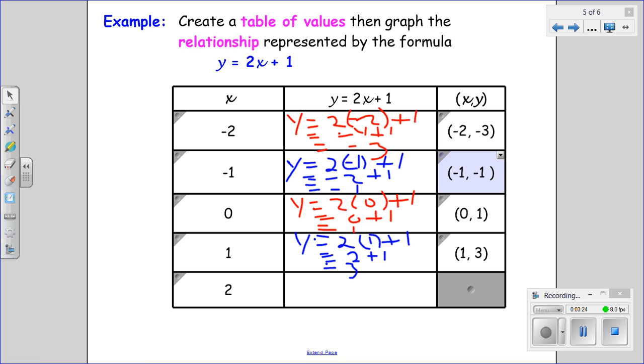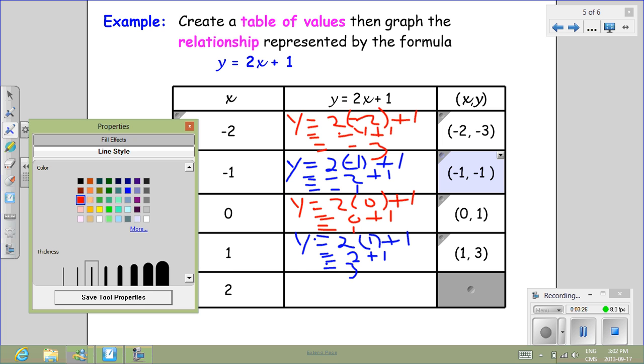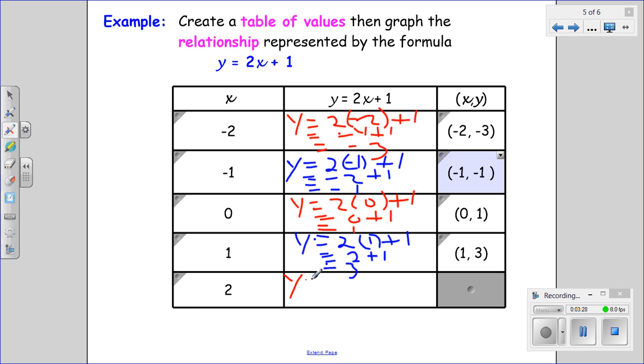And our last value is 2. So y equals 2. Put bracket for the x and put the 2 in the brackets for x. Do multiplication before addition. So we have 4 plus 1. That equals 5, and the ordered pair is 2, 5.